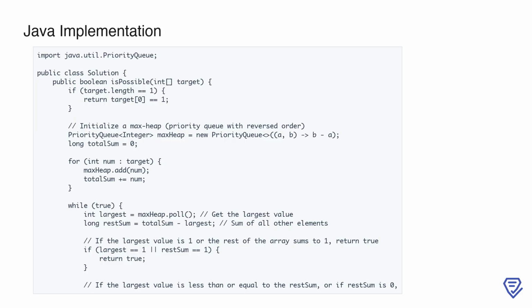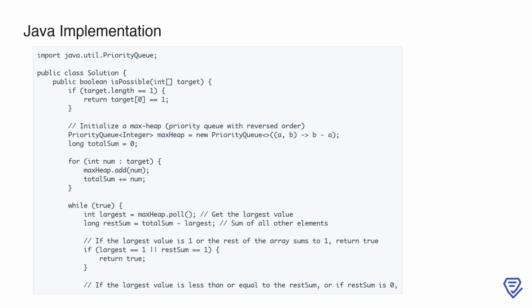Since Java's default priority queue is a min heap, we reverse the order to simulate a max heap by using a custom comparator. We also calculate the total sum of the elements in the target array, as this will help us manage the reduction process. By iterating through the target array, we add each element to the max heap and update the total sum.